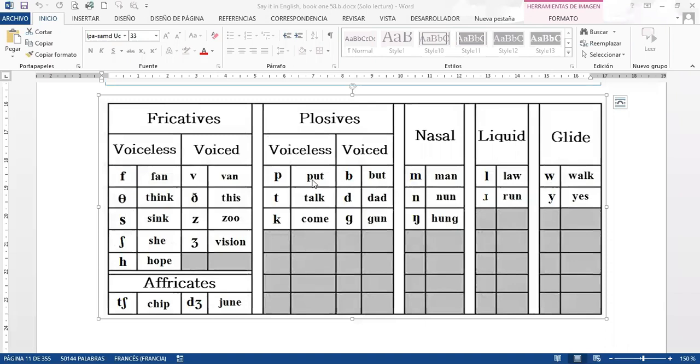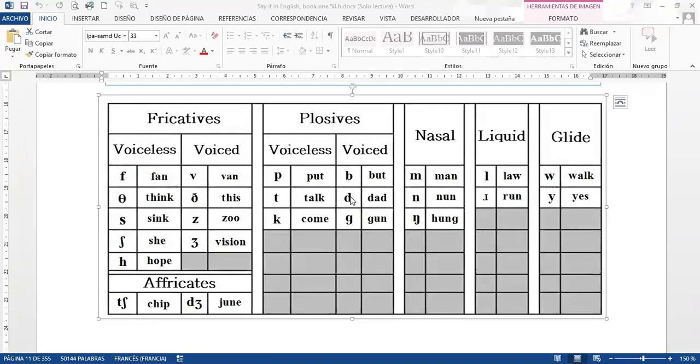Okay, next, we have the plosive sounds, voiceless and voice, the p and the b. Let's pronounce this word, put, and this is but. Put, but. Okay, next word, we have the word talk. We pronounce talk with the consonant t, and this is d. T, d. This is voiceless. All of them are voiceless, and all of them are voice.